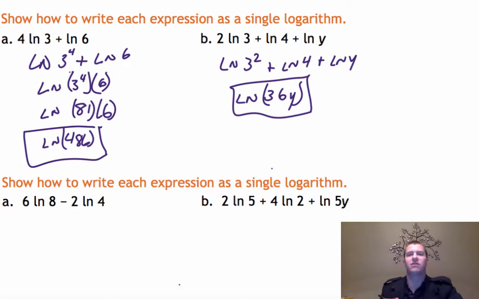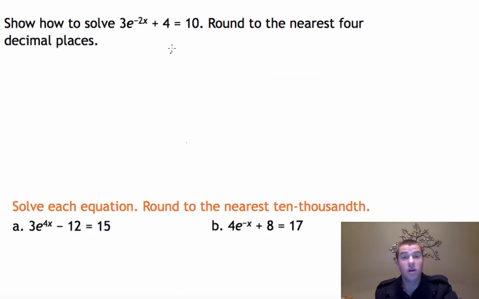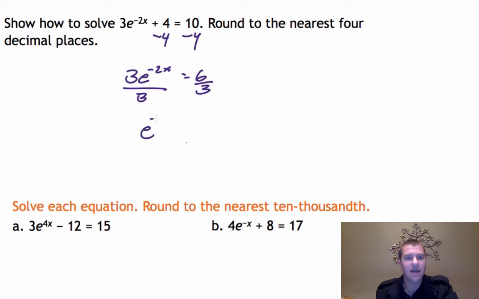Again, these steps are the same as using the properties of logs, just you're doing it with a natural log now. So for this one, we're going to solve it. And you have 3 times e raised to the negative 2x plus 4 is equal to 10. Well, in order to solve it, you have to get what's being raised to the exponent by itself. So I'm first going to subtract the 4, and I have 3 times e raised to the negative 2x is equal to 6. I still need to divide by that 3, and now I have that e isolated by itself.